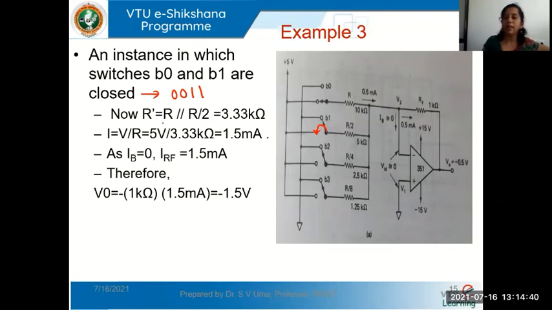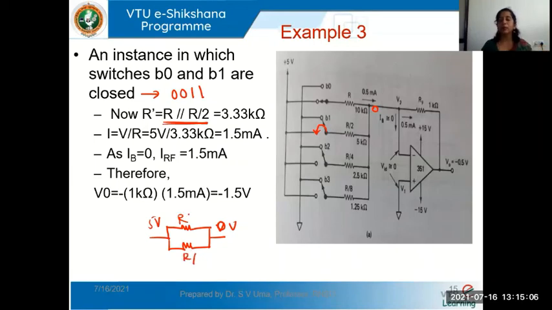Now I have to consider the effective resistance of these two in parallel, which will be R in parallel with R by 2. Since both are connected to plus 5 volts, and the other end of both is at 0, it is like connecting two resistors from 5 volts to 0 volts. One resistance is R, the other is R by 2. So taking the parallel combination, this will be 10K in parallel with 5K, which reduces to 3.33K.